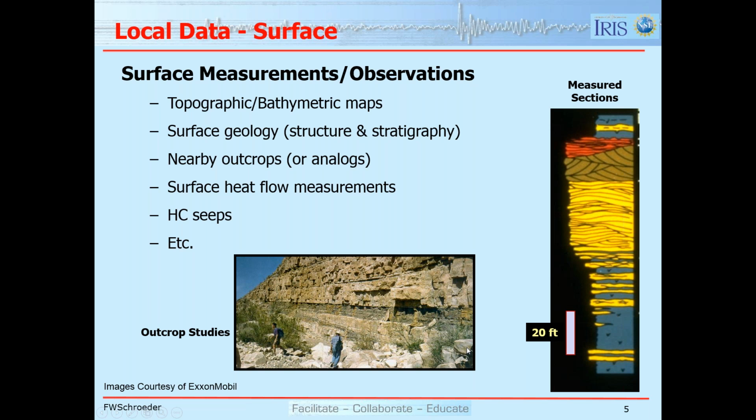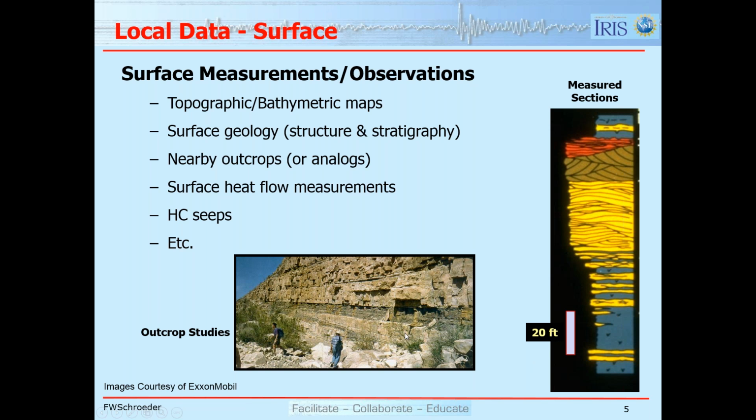We have interest in understanding the heat flow history of an area so that we can understand and model hydrocarbon generation. Perhaps there's hydrocarbon seeps in the area. That is important as well. So I have two figures here. One is an outcrop. This is from West Texas.